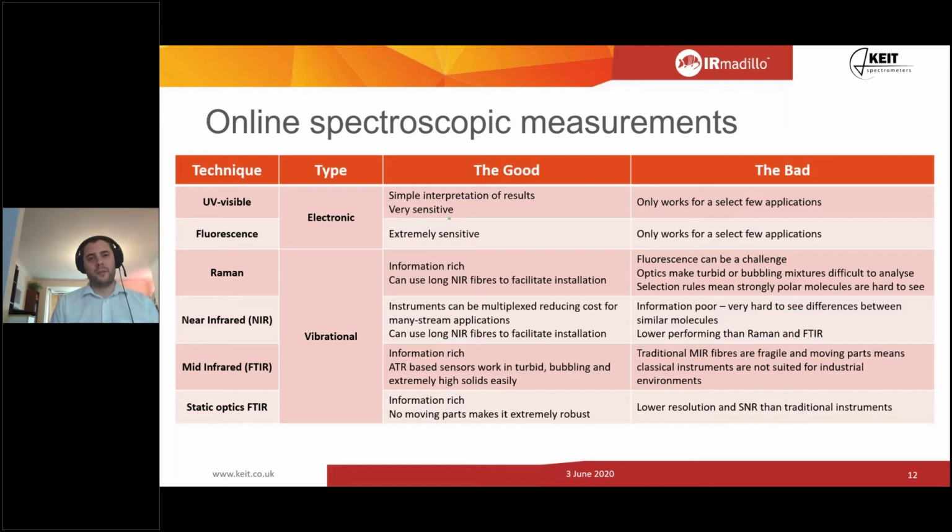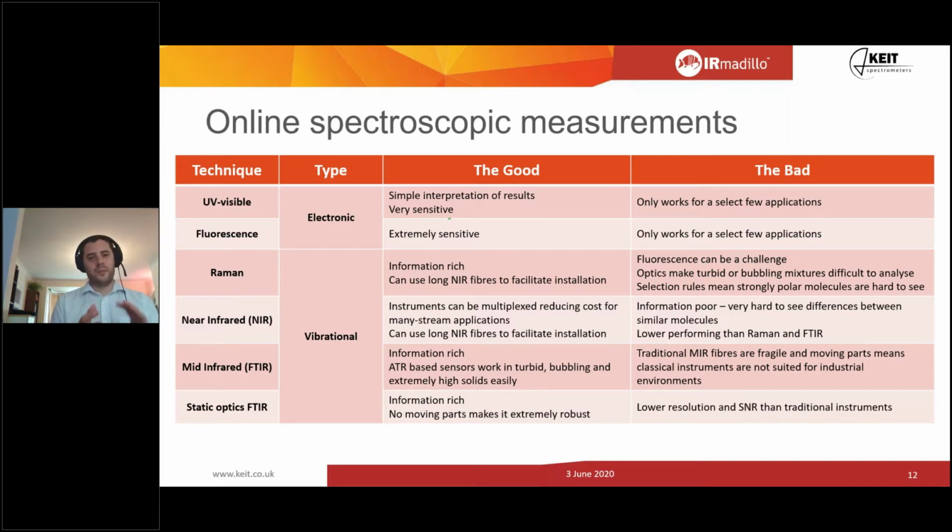And it can fluoresce, and fluorescence with Raman can make it very difficult to use. And then we have near infrared, classical mid-infrared, and the static optics infrared that I'm talking about today. Both the mid-infrared and static optics infrared are very information rich, but the moving parts in mid-infrared make them unsuitable for industrial applications.